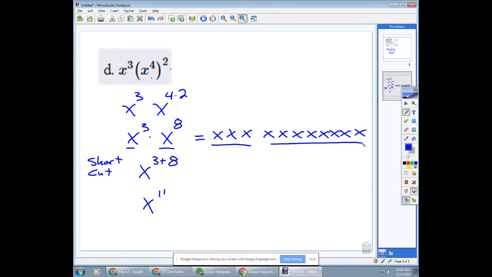So it's just a shortcut, so you don't have to write them all out, because that's a pain. What if there are 100 of them? You do not want to write those out. So the bottom line is this says there's 3 of them multiplied, that one says there's 8 of them multiplied, so altogether there's going to be 11 of them multiplied out. That's the shortcut there. All right, 4 was C.